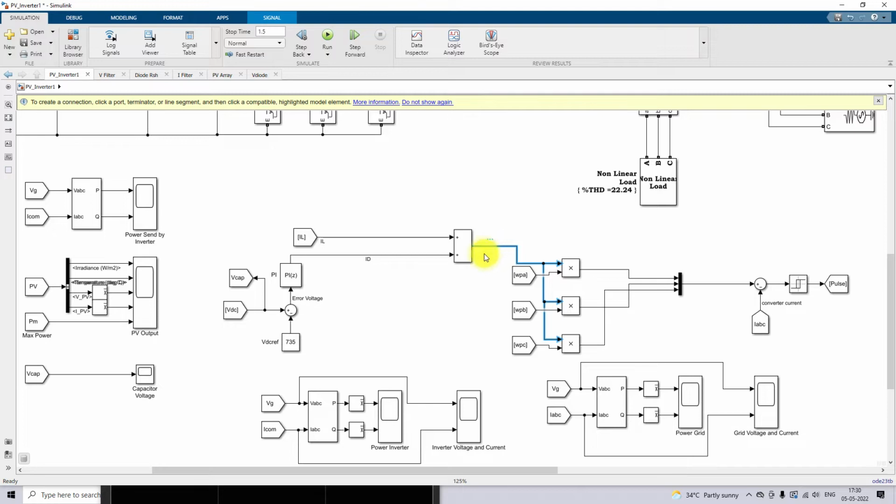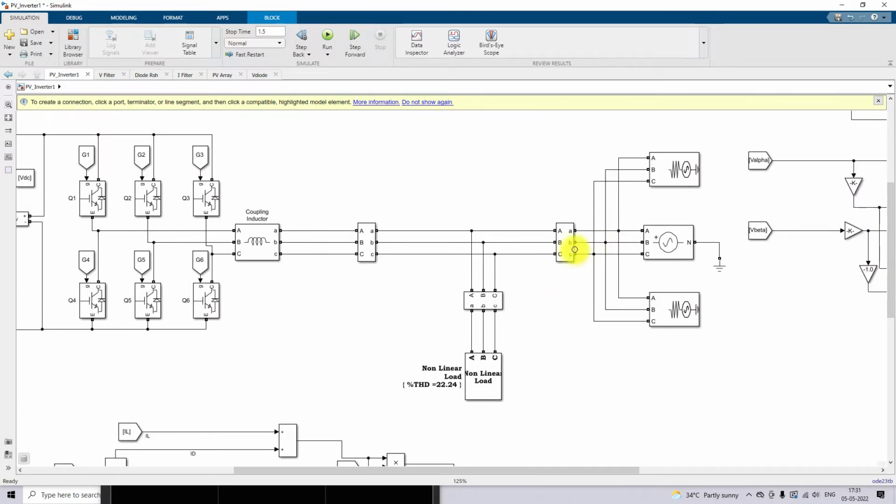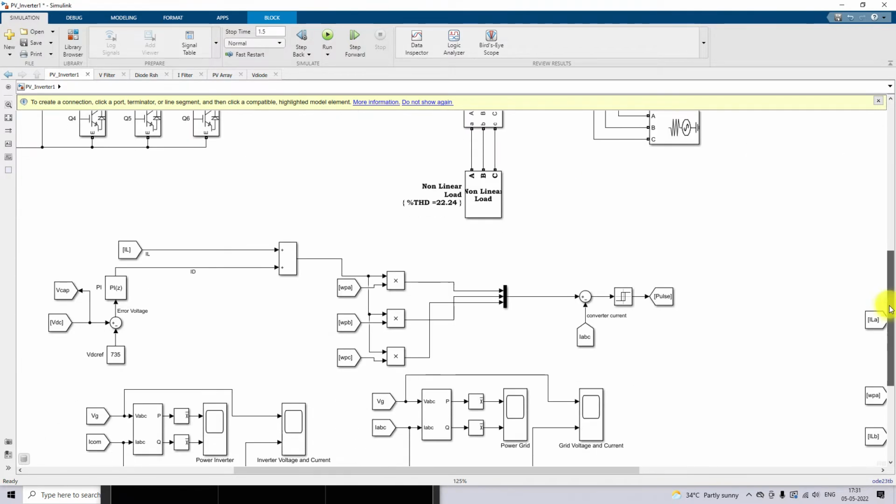So the reference current here is in the form of a DC quantity, right? So that should be converted into an AC quantity. For that we are going to use the unit vectors, nothing but WPA, WPB and WPC, right? They are going to be multiplied with this reference current, and it will be converted into AC form, and this is going to act as the reference current. This reference current will be compared with the source current, so ISABC is nothing but the source current of the grid. Okay, that means grid current.